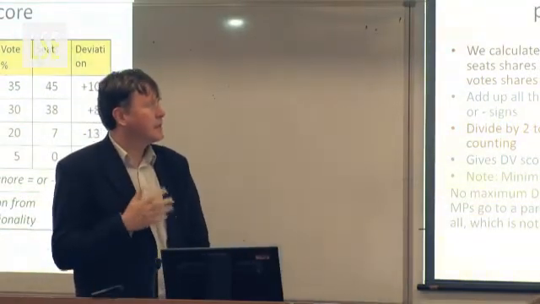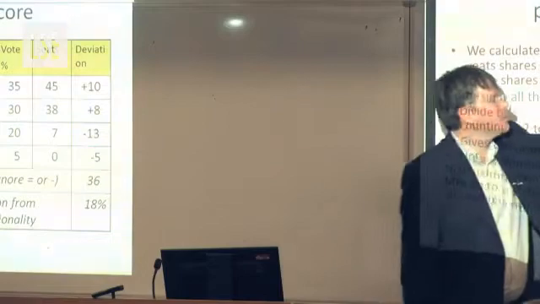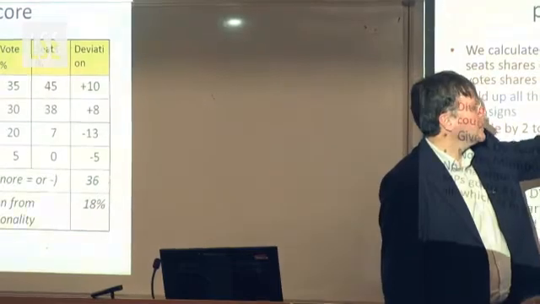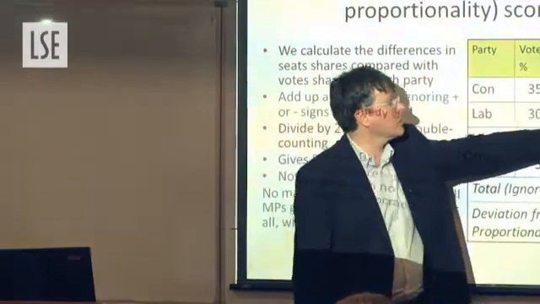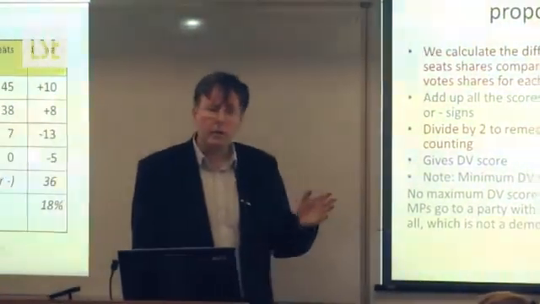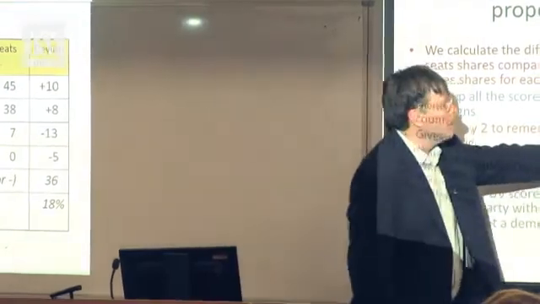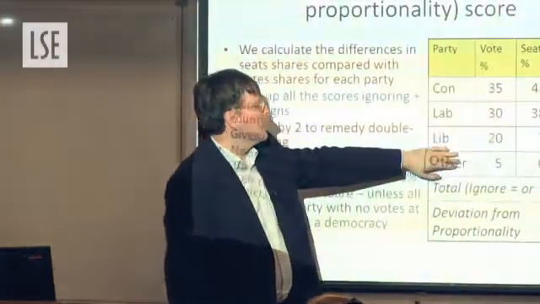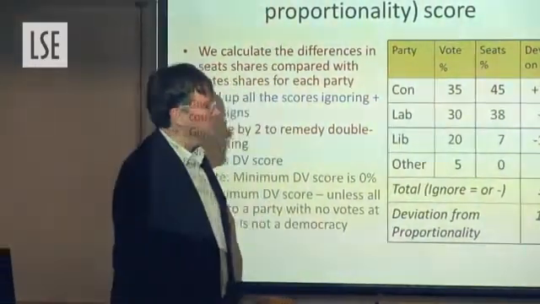Okay, so all we do is we look at the seats versus votes shares. So the Conservatives have got, in this example, 35% of the votes, 45% of the seats. So they have a positive deviation of plus 10. In this example, Labour's got 30 on votes, 38% of seats, so it's got a positive deviation of 8. Now, when you have positive deviations, you must have negative deviations. So if some parties are overrepresented, others have to be underrepresented. So we get underrepresentation. Historically, for example, this isn't too unlikely. The Liberal Democrats would get 20% of the votes and 7% of the seats, so they'd be significantly underrepresented.